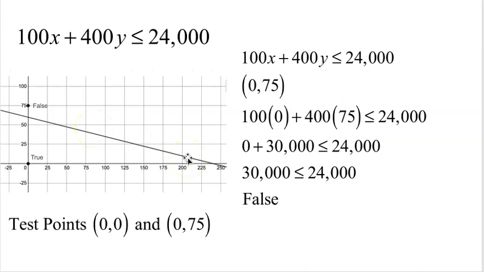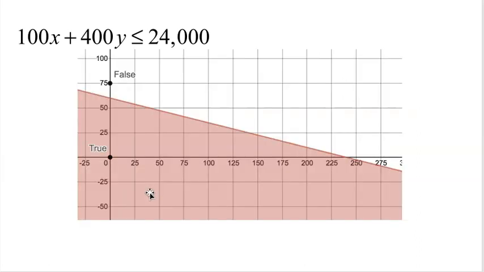So which way am I going to shade? I'm going to shade on the side that's true. I'm going to shade south of the tracks. My answer will be everything below the line, everything south of the line for 100x plus 400y less than or equal to 24,000. And that will conclude this lesson.